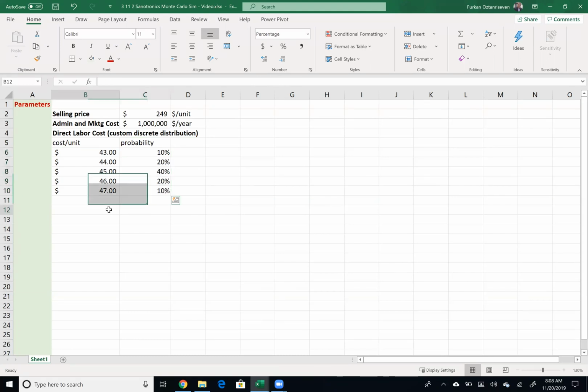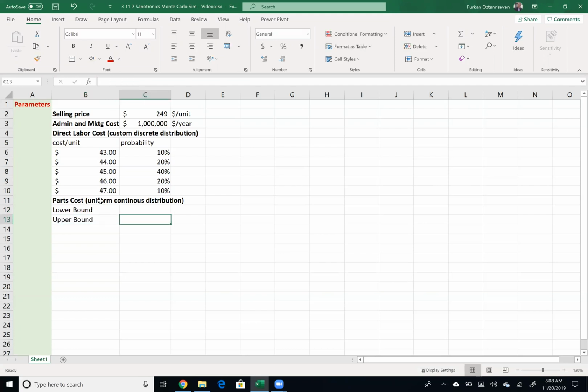Another cost I have here is parts cost. And the parts cost is based on a uniform distribution because all the probabilities are the same, continuous because it can get any value, it doesn't have to be an integer or a limited number of outcomes. And for a uniform continuous distribution, I need a lower bound as well as an upper bound.